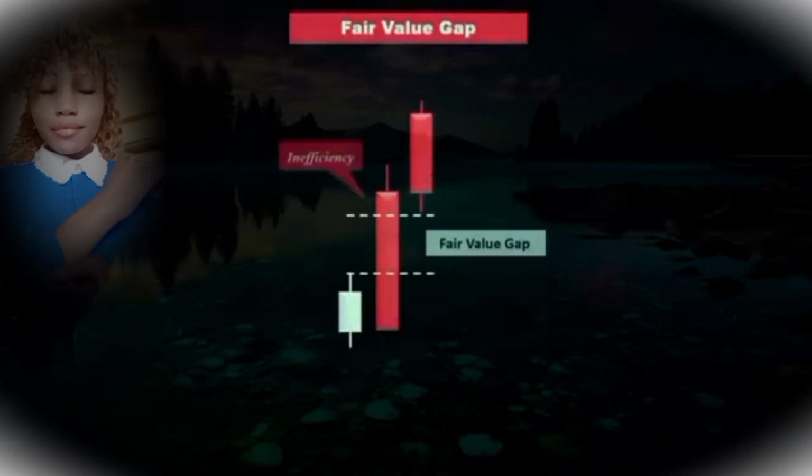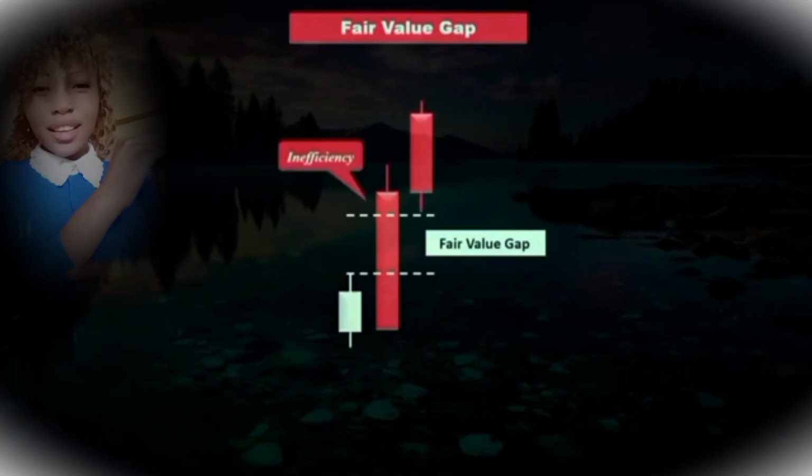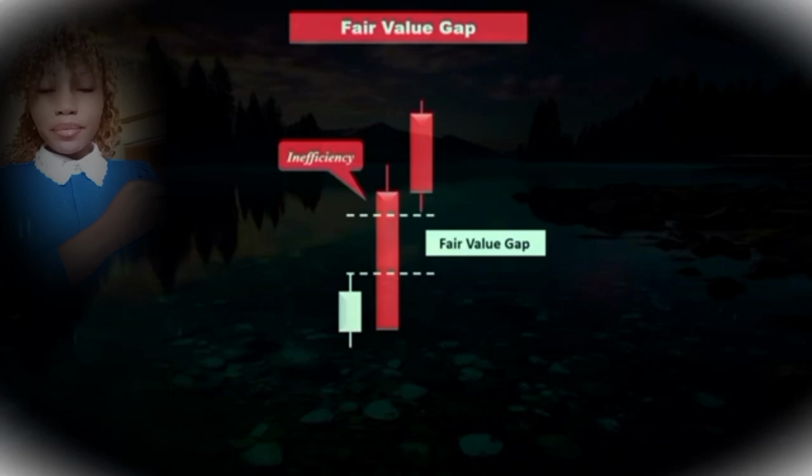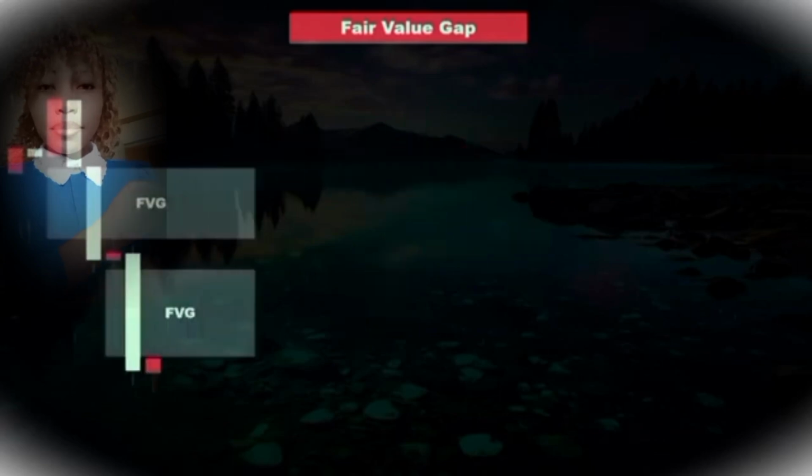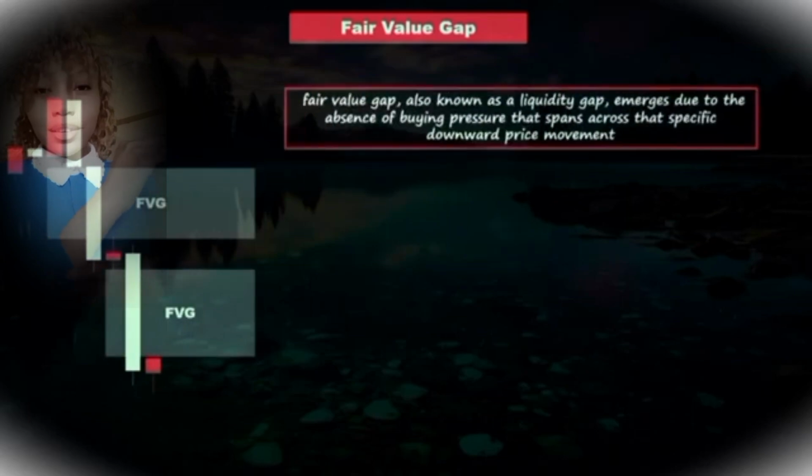Fair value gaps are typically formed within a 3-candle sequence and are easily noticeable on the chart as a large candle. The distinguishing feature is that the upper and lower wicks of the neighboring candles do not completely overlap with its body. This creates what we call the fair value gap zone, which essentially fills the space between the wicks and is drawn on the body of the candle. Imagine the scenario where the price experiences a downward movement. In this case, a fair value gap, also known as a liquidity gap, emerges due to the absence of buying pressure that spans across that specific downward price movement.